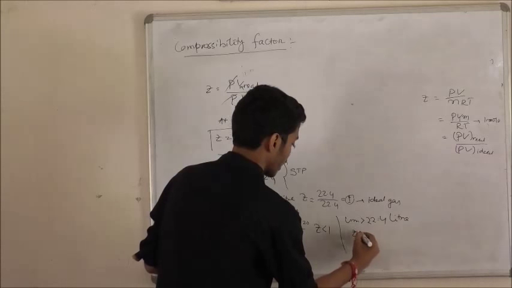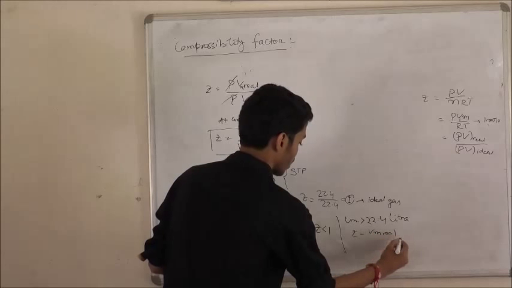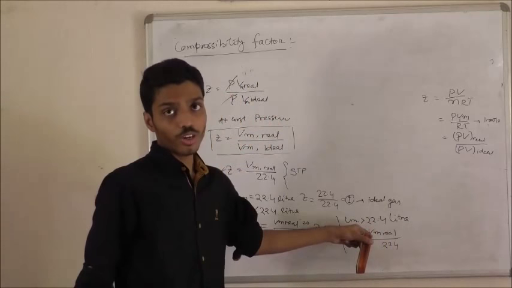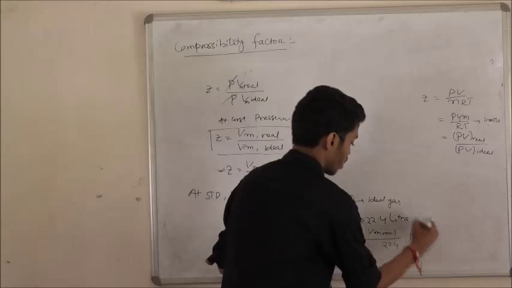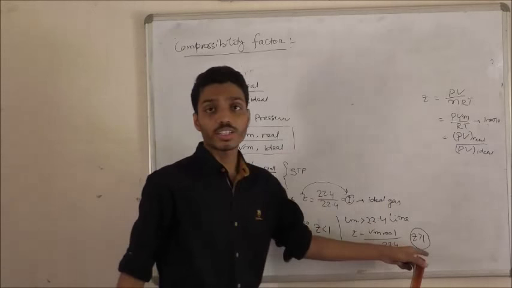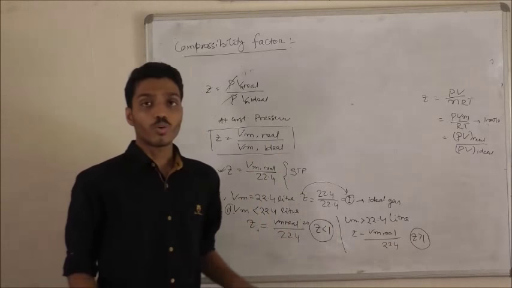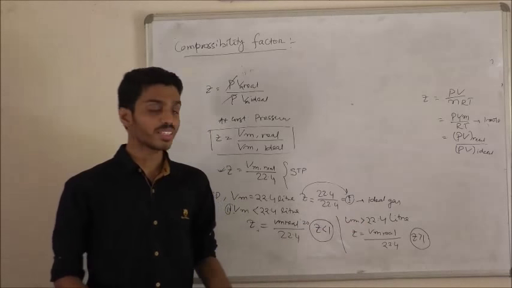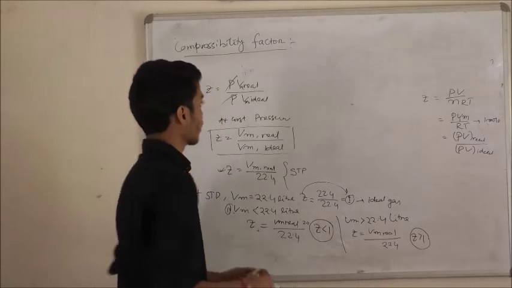We will get Z equals something like Vm real divided by 22.4, whereas this term is greater than 22.4 liter, so we are getting Z greater than 1. So you see, here we got three things: Z equals 1, Z greater than 1, and Z less than 1. Then what does this indicate? What do you mean by Z less than 1? What do you mean by Z greater than 1? Let's understand this properly.